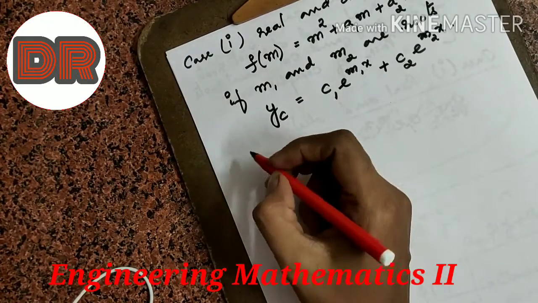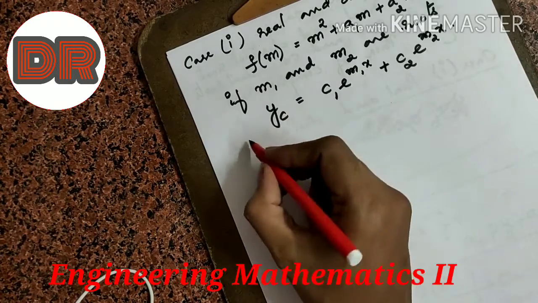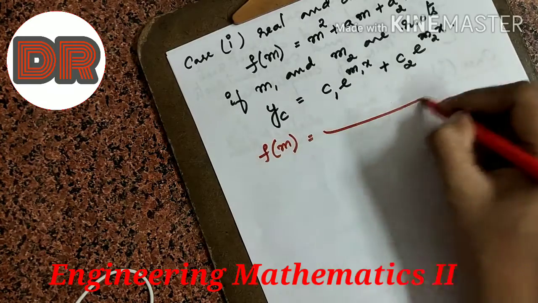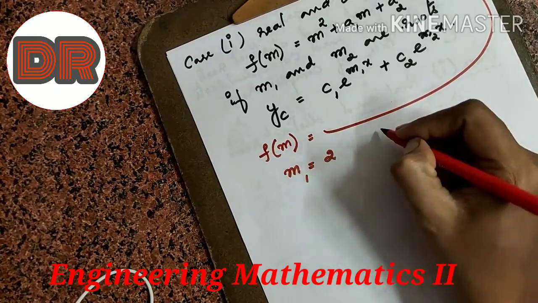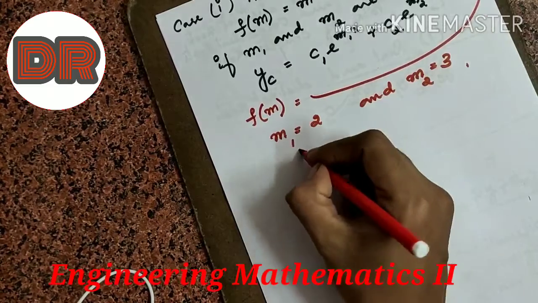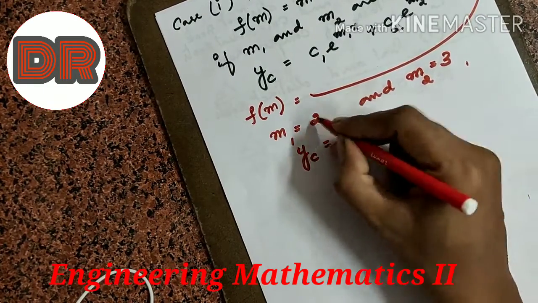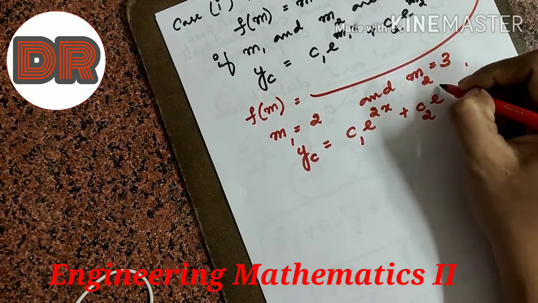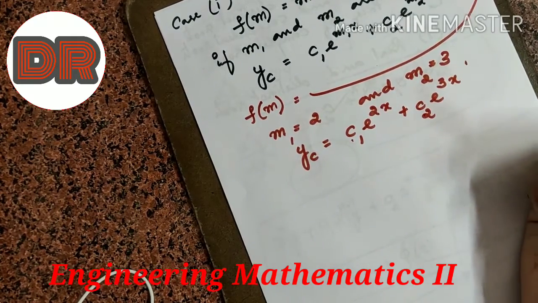Let me take an example. If you have solutions of a quadratic or auxiliary equation given by m1 equal to 2 and m2 equal to 3, then the complementary function can be written as c1 e to the power 2x plus c2 e to the power 3x, where c1 and c2 are arbitrary constants.